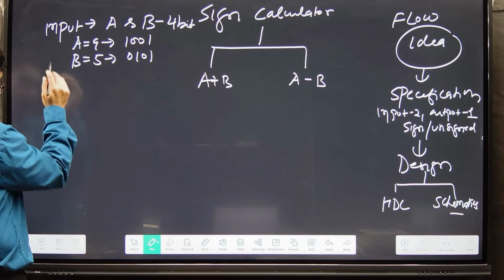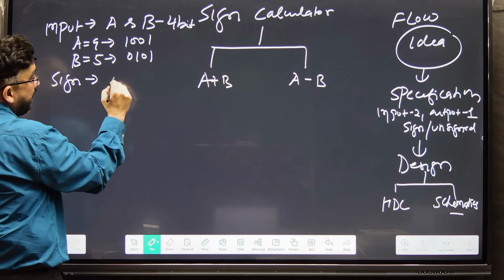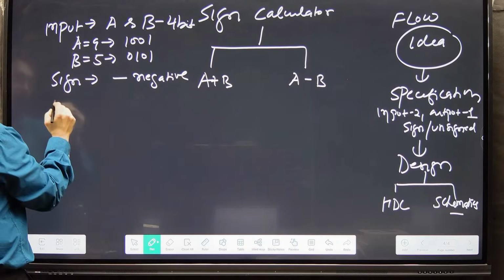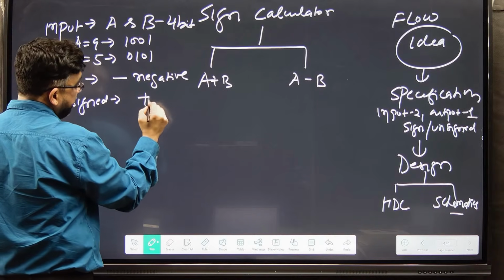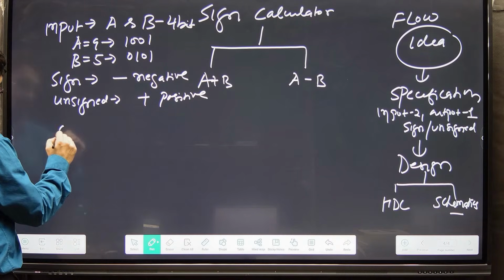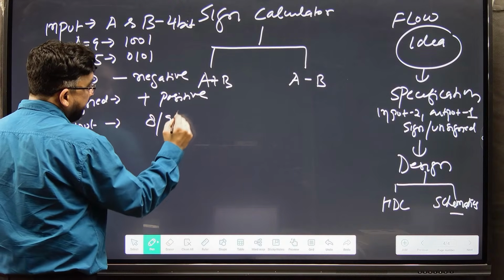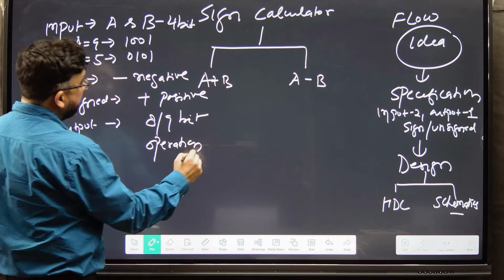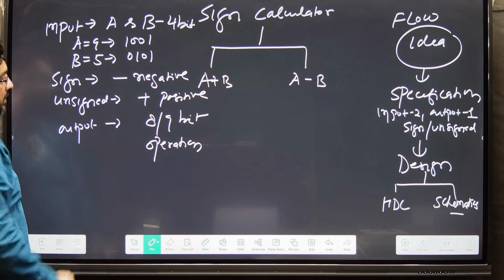Then I have another specification, which is sign and unsigned. Sign means I should get the output in negative, depending on my input. And unsigned means I should get my output in positive, depending on my operation. And what is my output? Output is 8 bit or 9 bit, depending on my operation. So these 1, 2, 3 are my specification.